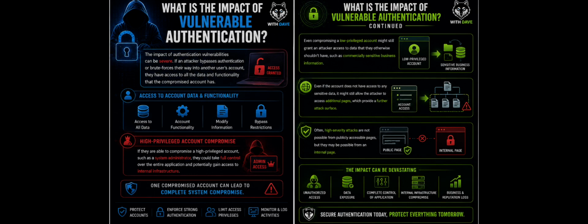And even compromising a low-privileged account might still grant an attacker access to data that they otherwise shouldn't have, such as commercially sensitive business information. Even if the account does not have access to any sensitive data, it might still allow the attacker to access additional pages, which provide a further attack surface. Often, high-severity attacks are not possible from publicly accessible pages, but they may be possible from an internal page.